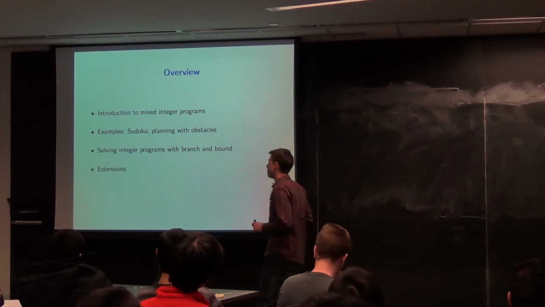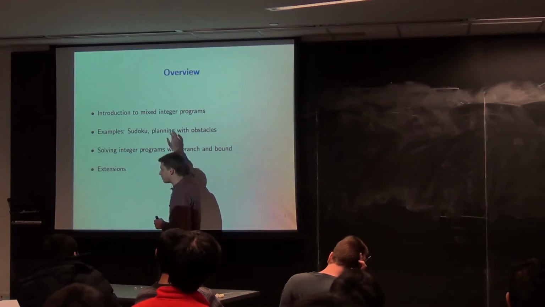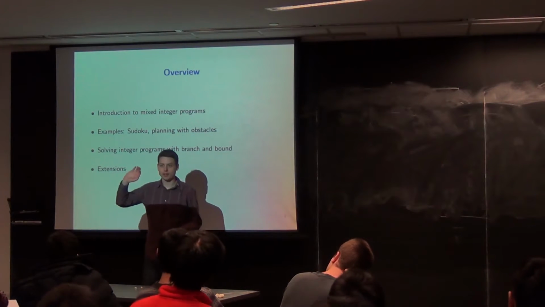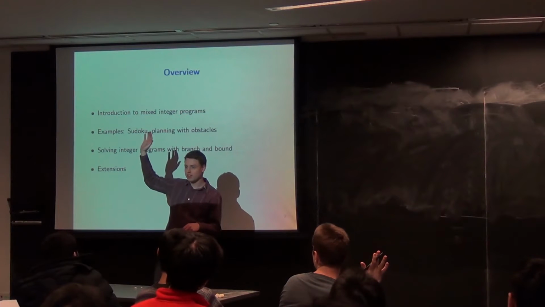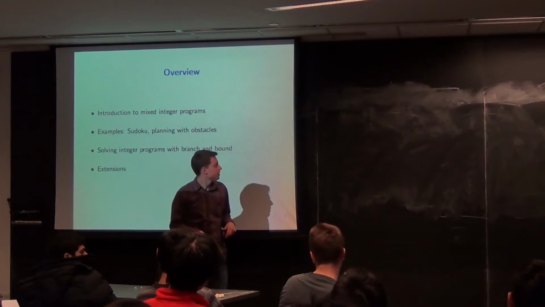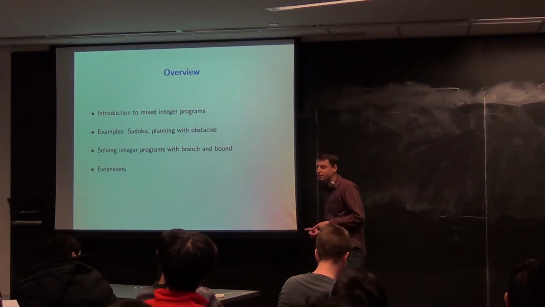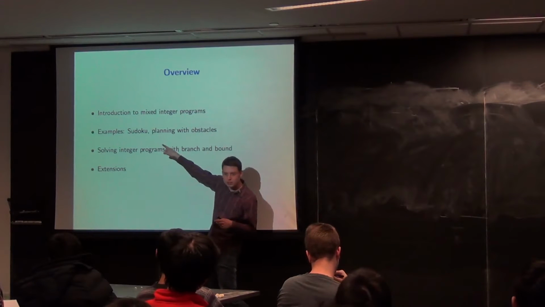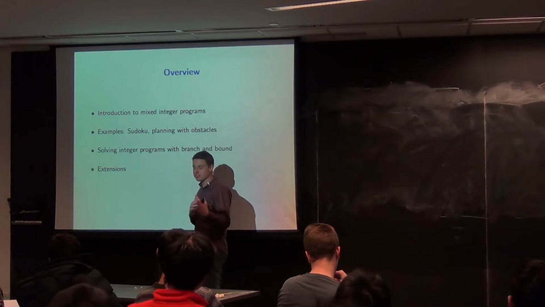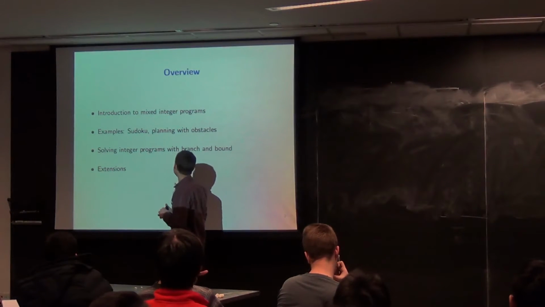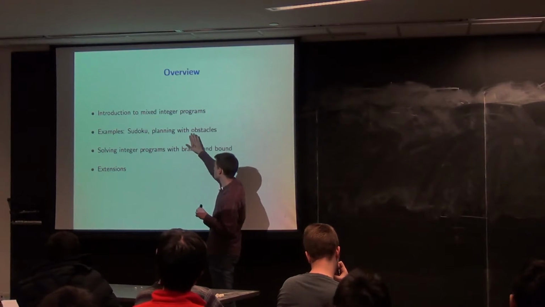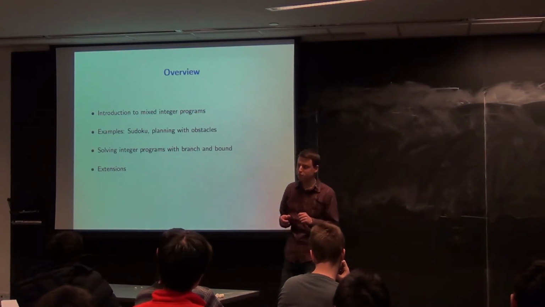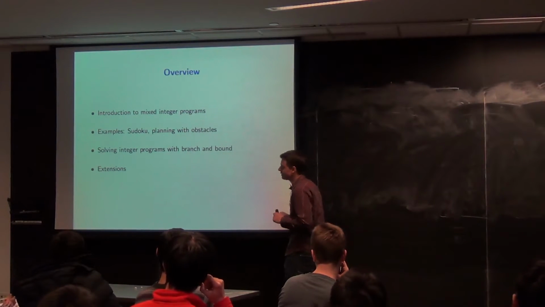All right, so today's lecture is about mixed integer programming. I'm going to start off by introducing what that term is. Actually, who here has heard of mixed integer programming or integer programming by a show of hands? OK, maybe like 25% or something. I'll talk about what it is, and I'll give some examples. For example, Sudoku, which is often framed as a constraint satisfaction problem, can also be written as an integer program. And planning in the presence of obstacles. That's actually a little less obvious how to make an integer program, but we'll talk about how you can, in fact, do that.